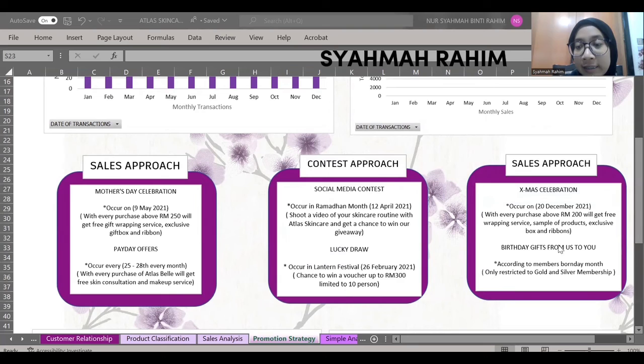And lastly, we have a birthday gift from us to you, which is only restricted to Gold and Silver membership and according to members' birthday month. We also came up with a contest approach, which is a social media contest that occurs in Ramadan month, starting 12 April 2021 until Raya. The customers have to shoot a video of their skincare routine with Atlas Skincare and get a chance to win our giveaway. And lastly, we have a lucky draw on Lantern Festival, 26 February 2021, and get a chance to win a voucher up to 300 ringgit, limited to only 10%.